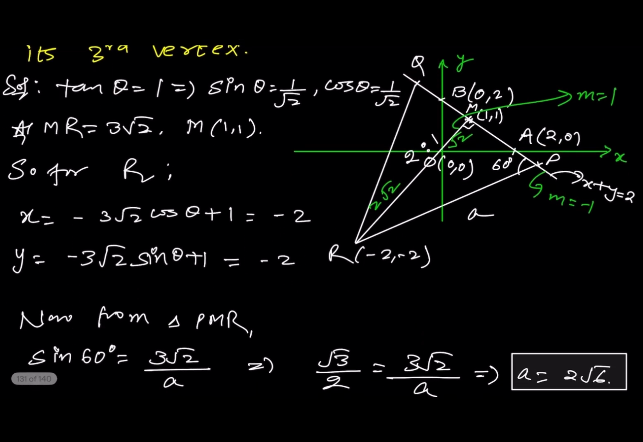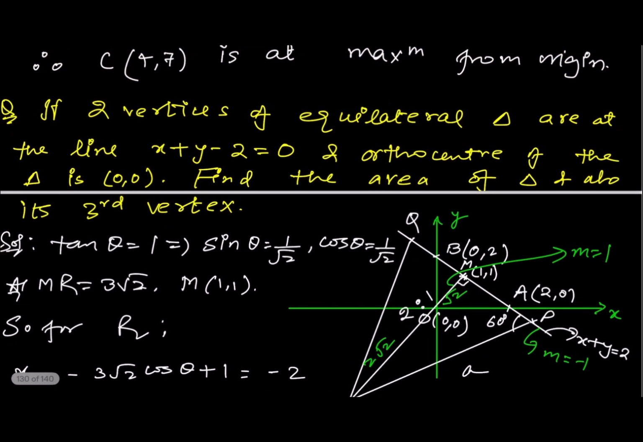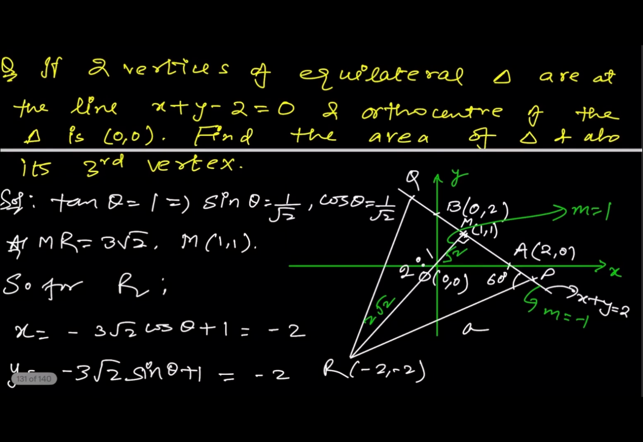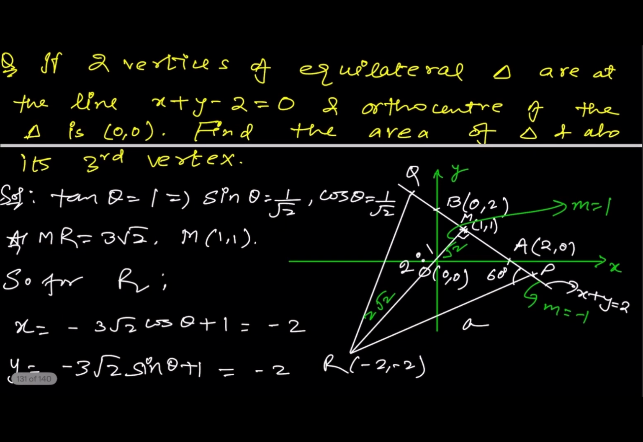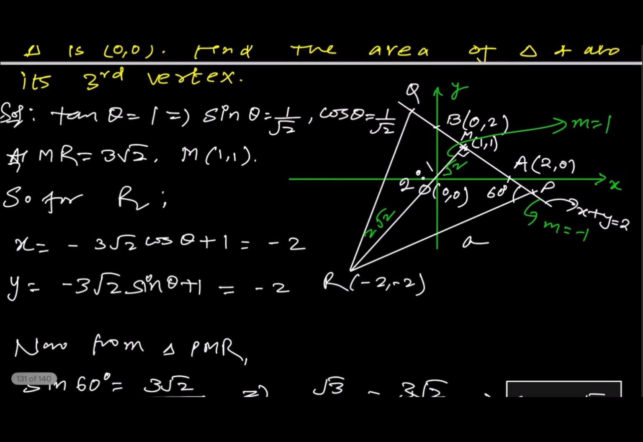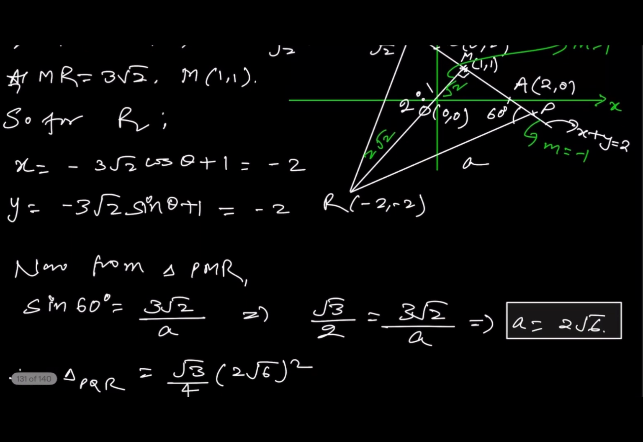Also we need to find P and Q. No, so in the question, what they were asking for is the area and the third vertex. So I have written the third vertex, which is R, and the area.